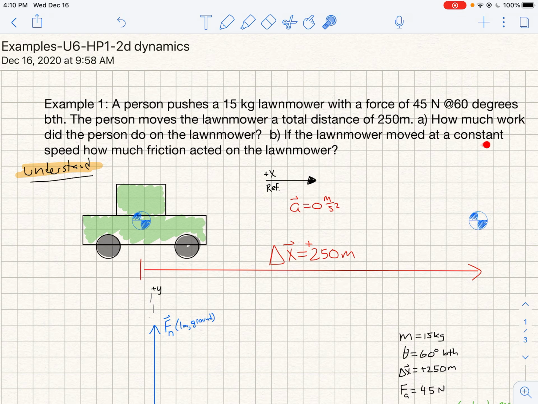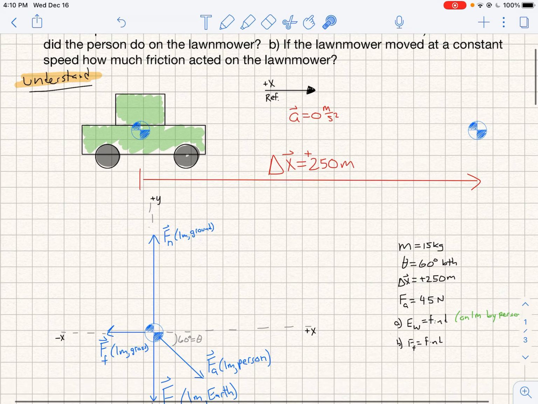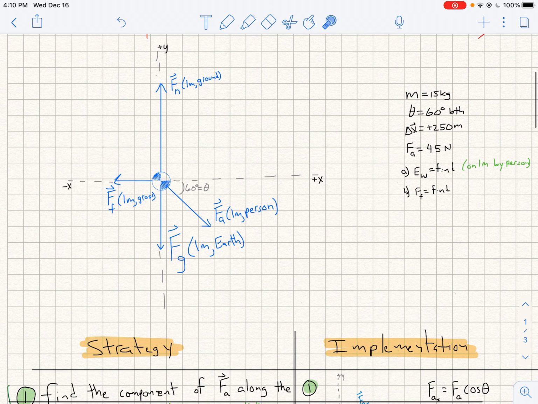Notice that it is moving at a constant speed. So of course, as always, constant speed means that there is zero acceleration. So let's take a look at a free body diagram. Notice here in my free body diagram, I have my applied force that's on the lawnmower. I'm going to just abbreviate with LM for lawnmower here, and that's by the person. This is a force that's applied at an angle.